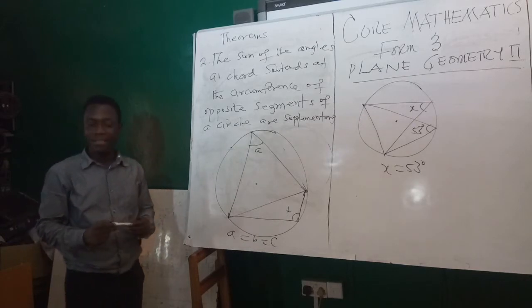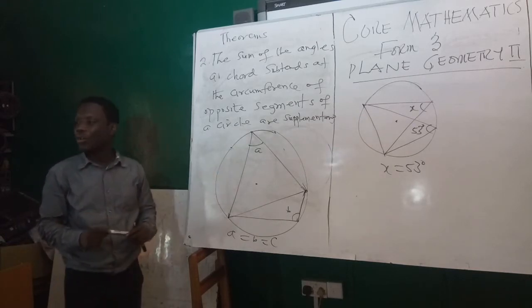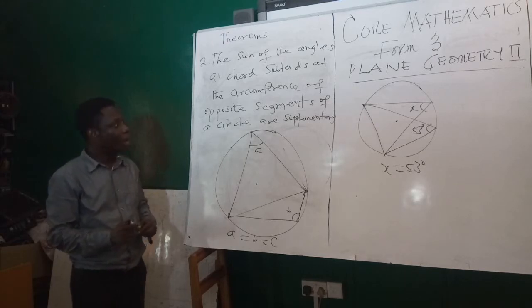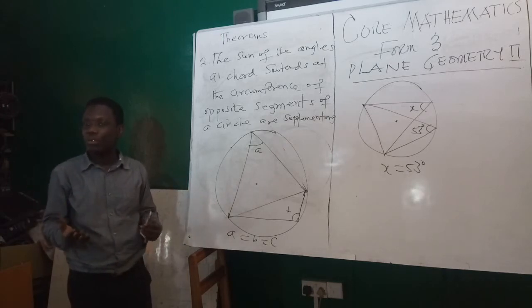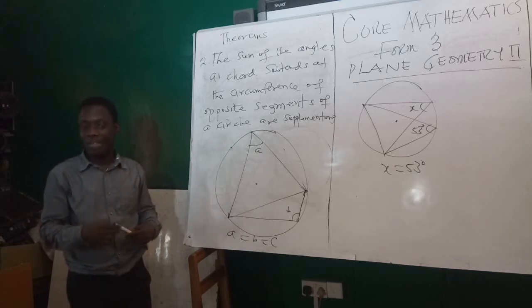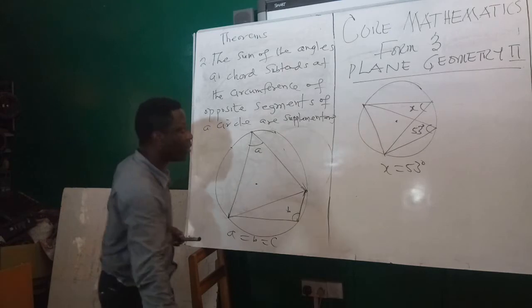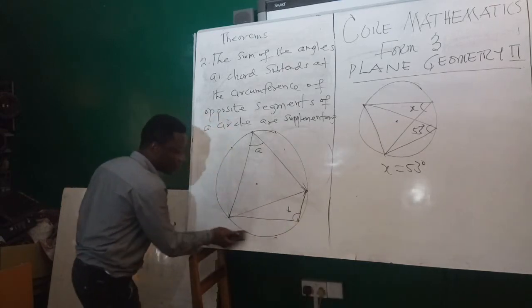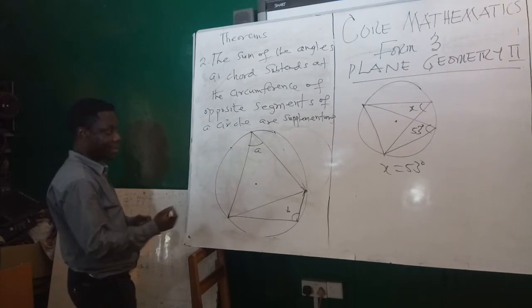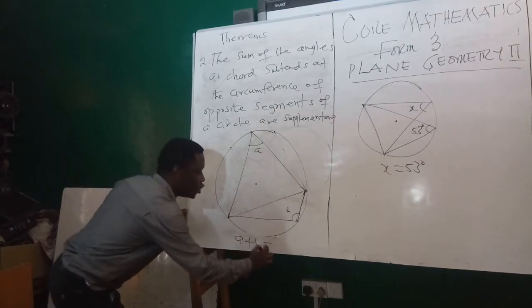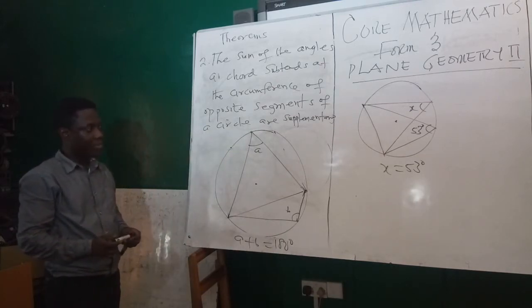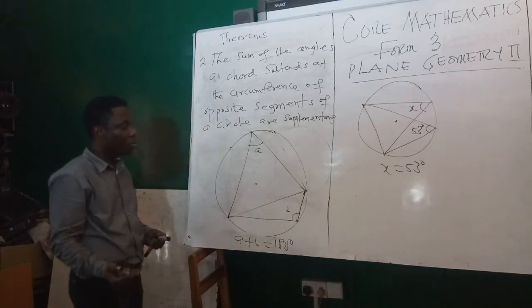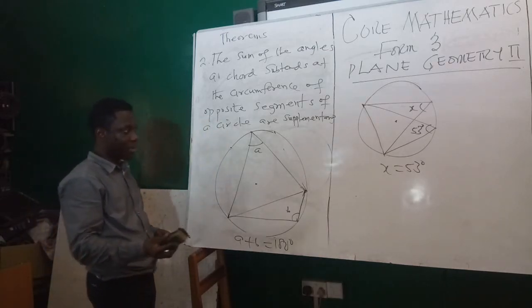Now, what we are saying is that this time, these two angles will not be equal, but they will be what we call supplementary. What do we mean by supplementary? When we say two angles are supplementary, we mean that when you add them up, you have 180 degrees. So in this case, our A plus our B should give us 180 degrees. Very, very important.